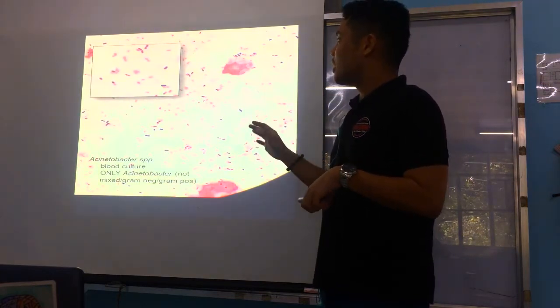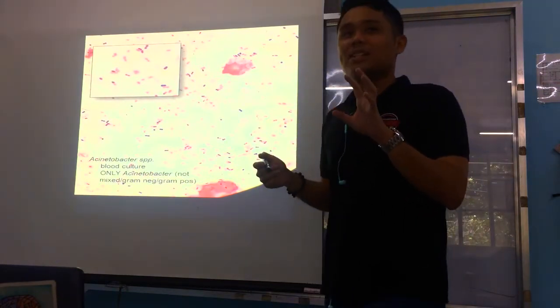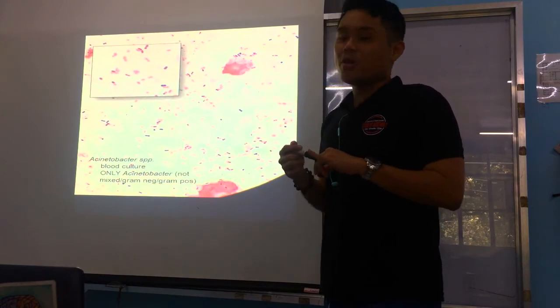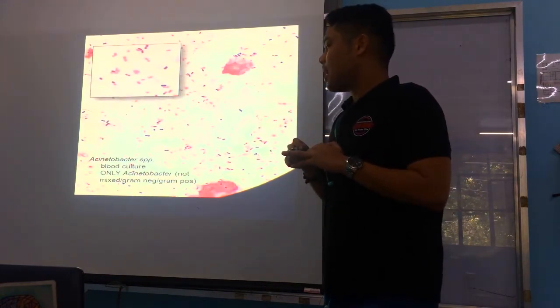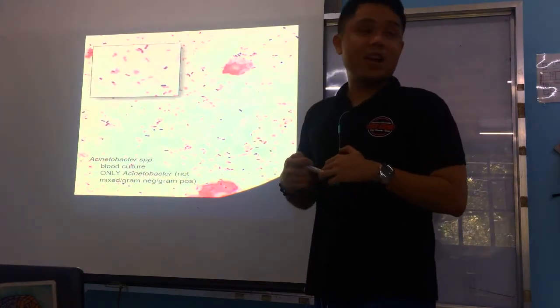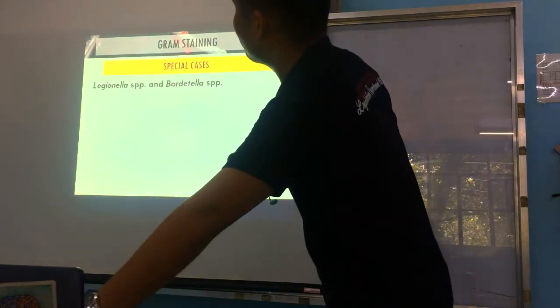Very interesting. I love this organism also. But what you need to remember about Acinetobacter is that it resists decolorization, making it appear as gram-positive, but it is really gram-negative. And because of its shape, it can be mistaken as Neisseria spp. Okay, alright. Next, you have Legionella and Bordetella.